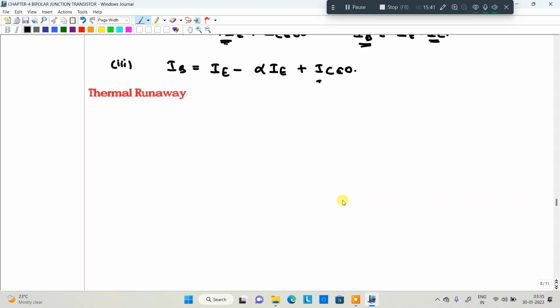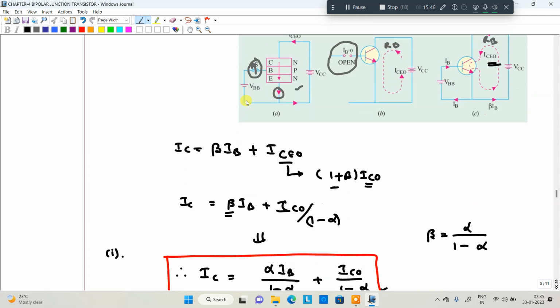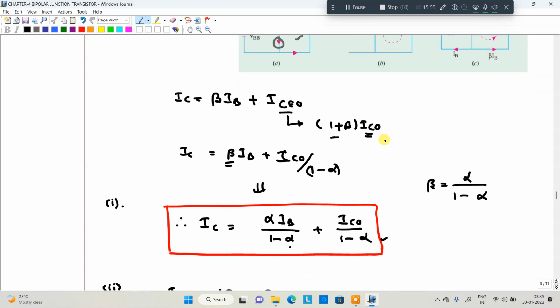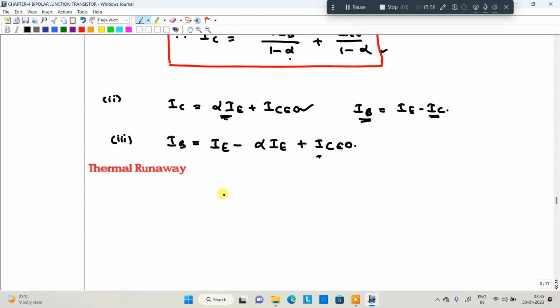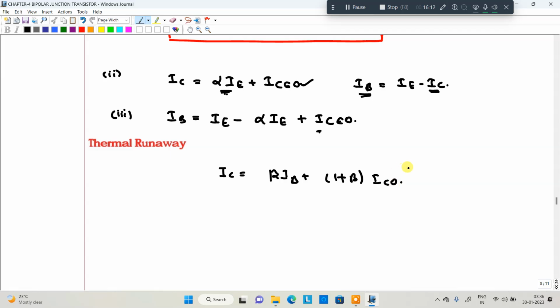Just listen to what exactly thermal runaway is. Very simple. We got one relation from above: IC is equal to beta into IB plus (1 plus beta) into ICO. I am going to explain using that relation. Thermal runaway means, for example, some collector current is present, and it depends upon two terms: beta into IB and (1 plus beta) into ICO.